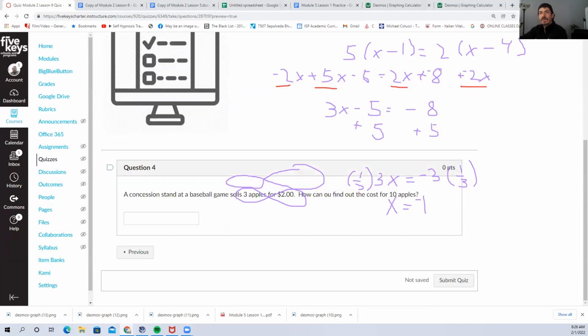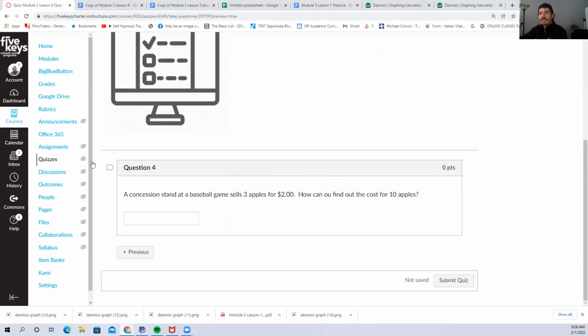Question number 4. A concession stand at a baseball game sells 3 apples for $2. How can you find out the cost for 10 apples? Okay, well, let's define our, I guess we can use text.